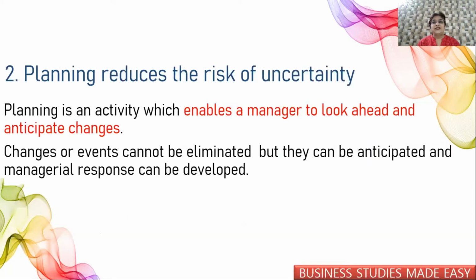Then planning reduces the risk of uncertainty. Now in planning, we are anticipating the future. We cannot change the future, but we can anticipate the future and be prepared for it. So planning actually helps the manager to look ahead and anticipate the changes that might take place and be prepared for it. That is why planning is very important, because it reduces the risk of uncertainty. That is why they say failing to plan is planning to fail.